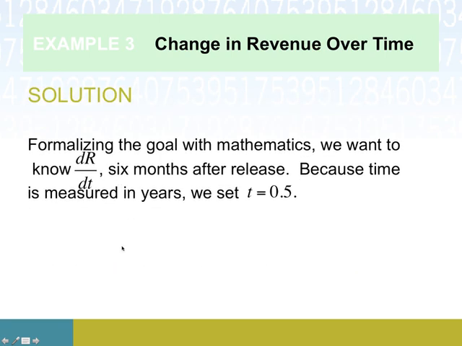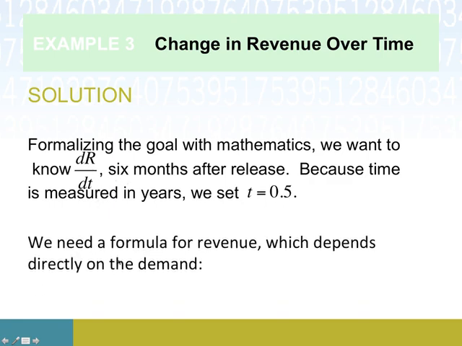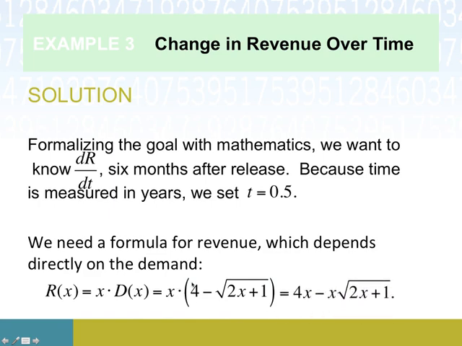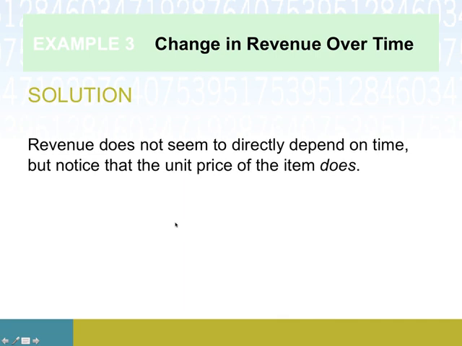Okay, so dR/dt, that's the rate of change in revenue. 6 months after release implies that t is 0.5. We have to be a little bit careful about units. t is measured in years, so 6 months would be half of a year. We don't actually have a formula for revenue yet, but we're getting pretty good at this. We know demand, so revenue would be price per item times the demand on that item, quantity demanded. So x times this 4 minus square rooty thing, and expand it out, just multiplying x to both terms gives me a revenue equation. It's a good place to start, but we don't actually have a rate of change in revenue just yet. We could do that though.